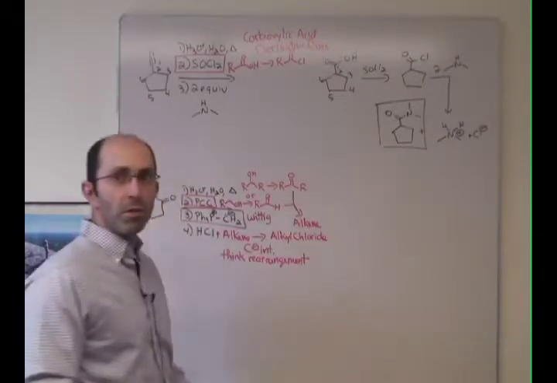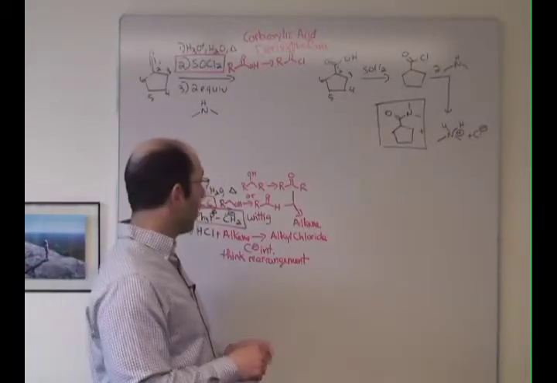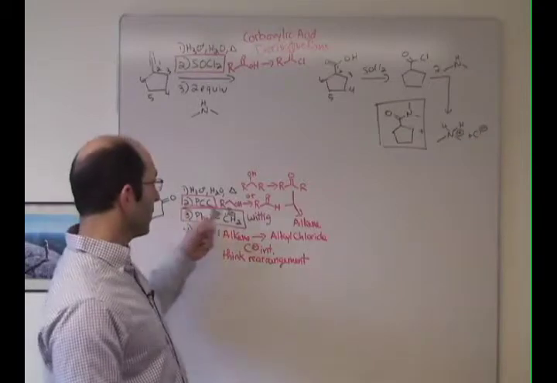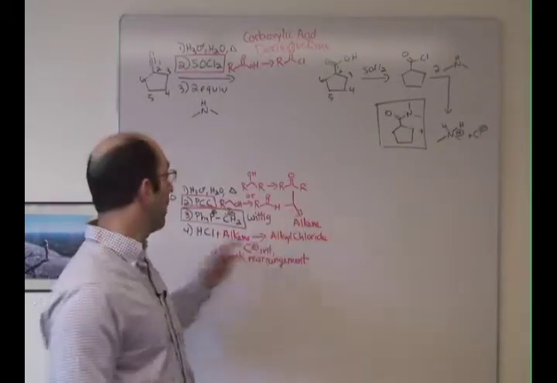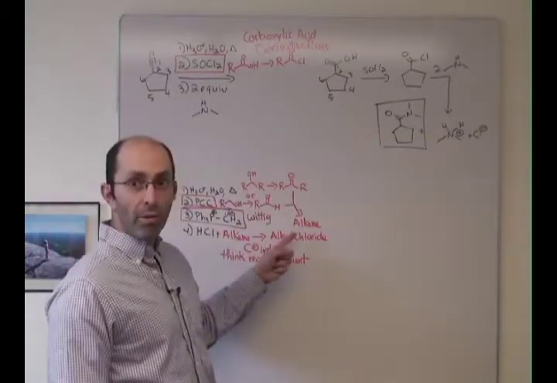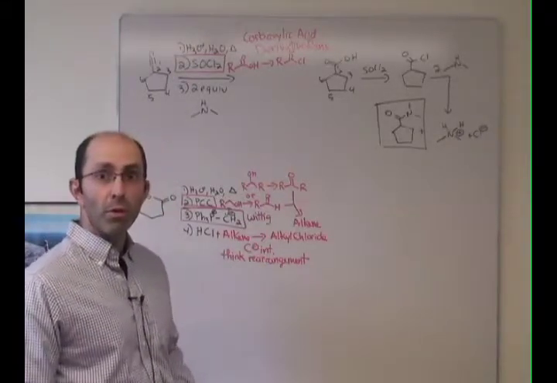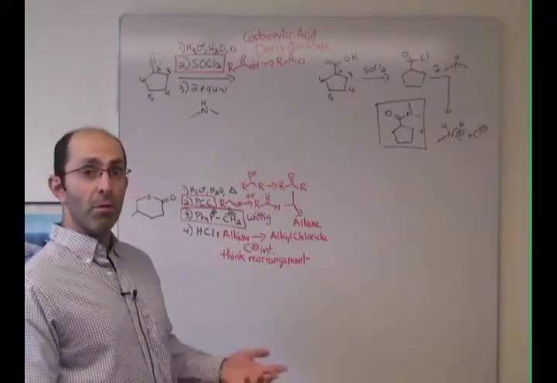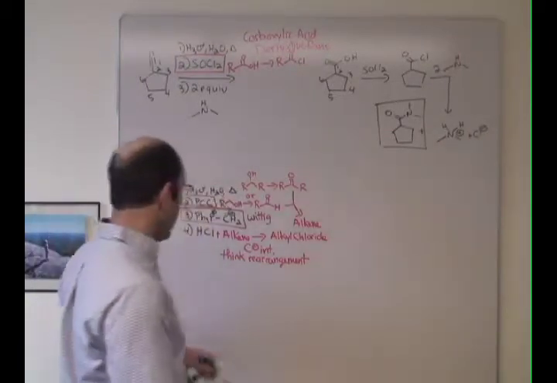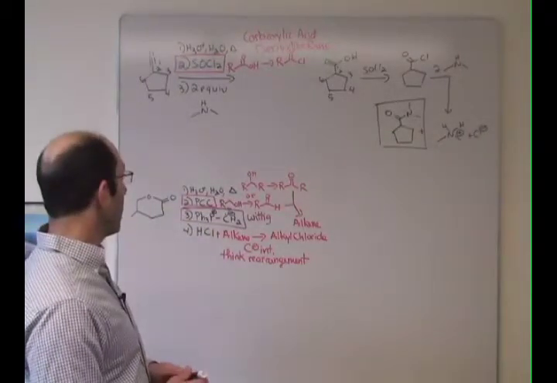Okay, so before we've even done anything on this problem, we know at the end of the second step we're going to have a ketone or an aldehyde. We know at the end of the third step we're going to have an alkene. And we know at the end of this we're going to have some sort of alkyl chloride, and that we may need to worry about rearrangement. Okay, now let's look at the molecule itself.